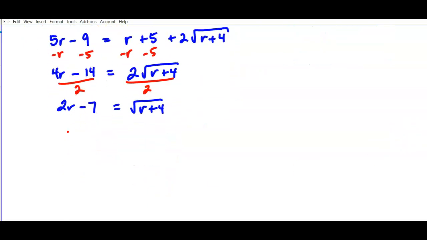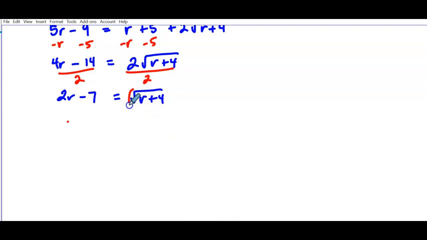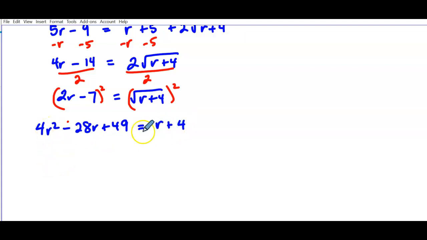And now we can square both sides on this. And when we do that, we have to square this binomial. So that's 4r squared minus 28r plus 49 equals r plus 4. And it's a quadratic, so you want to get everything to one side. So I'm going to bring everything to the left. Okay, and then we have to solve by factoring, or it could be quadratic formula. Most times it'll be something that can be factored.